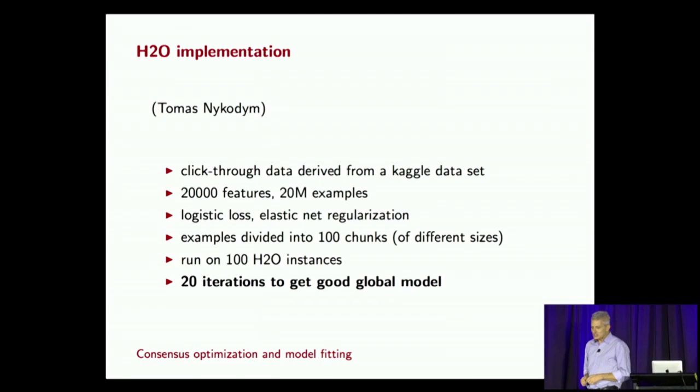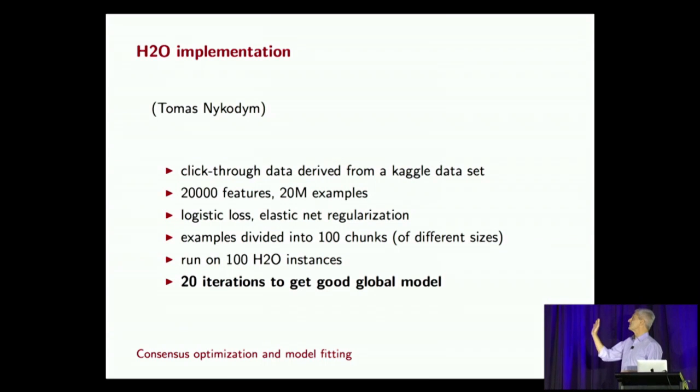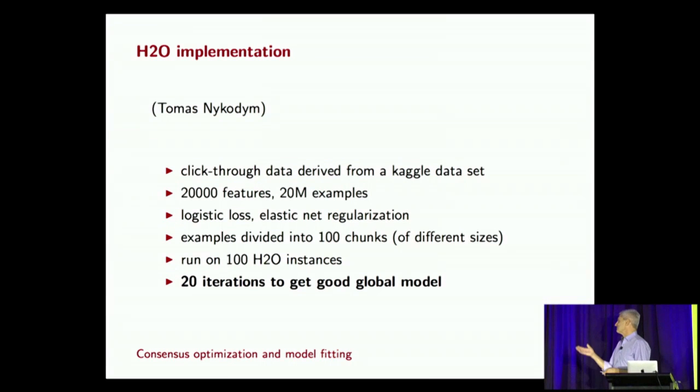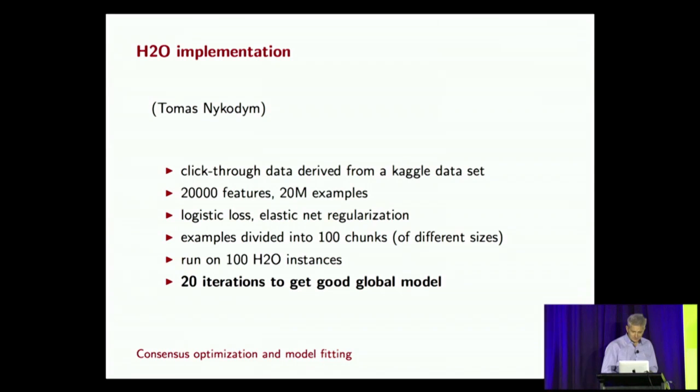And the final thing I'll show is just a quick implementation that Tomas Nikodim did in H2O. This is something derived from a Kaggle data set. It's got 20,000 features, 20 million examples. It's got logistic loss, elastic net regularization. The data is divided into 100 chunks and then run on 100 different H2O instances. And again, in this case, it took 20 iterations to get a good global model.